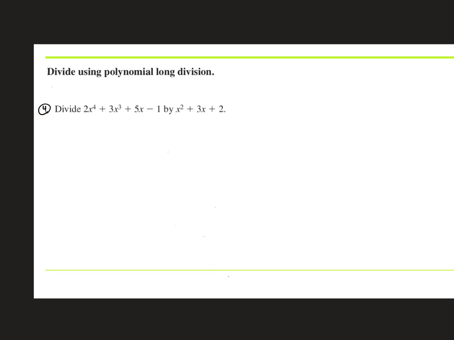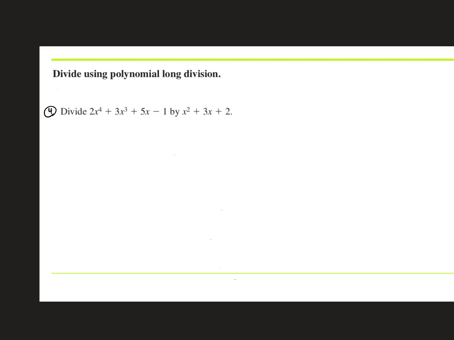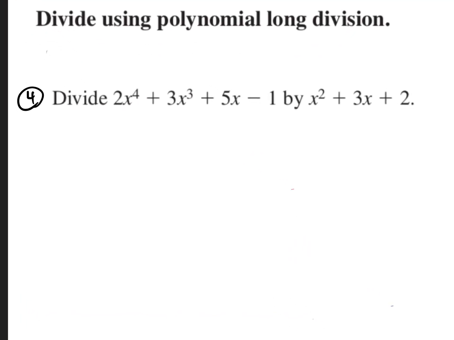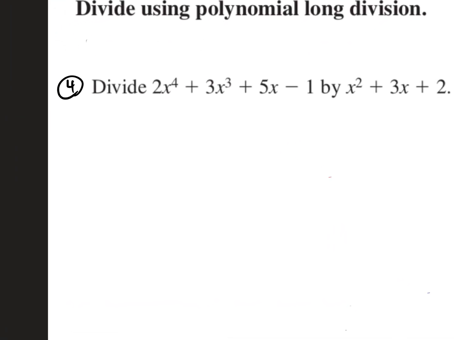All right, the next one is number 4. This is going to be the last example we do for today, and we will do number 5 in class tomorrow together, just so we can practice more. We're going to write our divisor out front. So that would be the smaller one, x squared plus 3x plus 2.